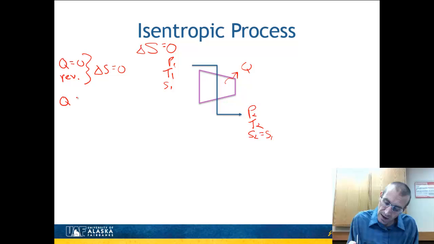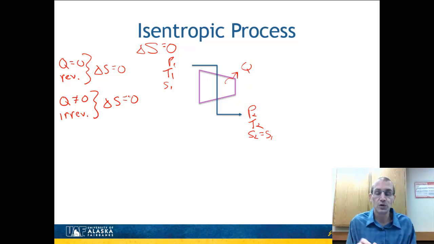So that means I can have Q not being equal to 0, right? Some of it is leaving, but it's irreversible, and those are going to balance out such that delta S could be 0. You can have two different types of isentropic processes: Q equals 0 and reversible, or Q not 0 and irreversible. But they need to be one of those two cases.